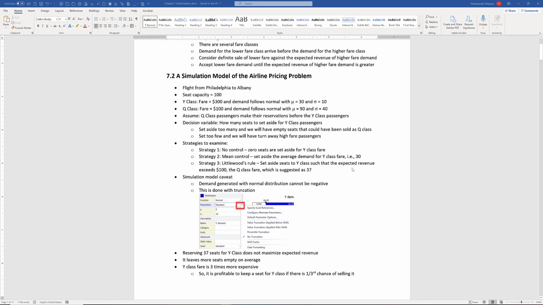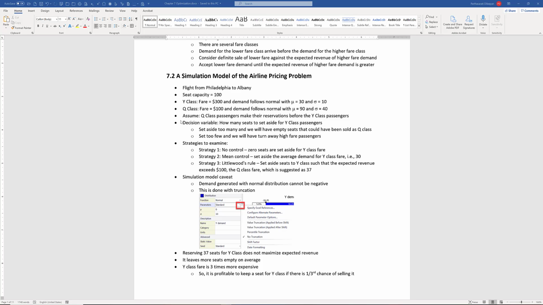Okay, we're going to start with a simple situation where we have one flight from Philadelphia to Albany, and the seat capacity is 100. Now we have two fare classes. The business class or Y class is $300, and the demand for that follows on average 30 with a standard deviation of 10. And a Q class, which is economy class fare, is $100, and the demand follows 90 for mean and standard deviation of 40.